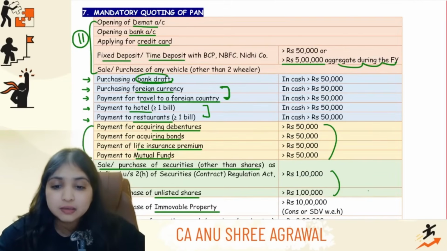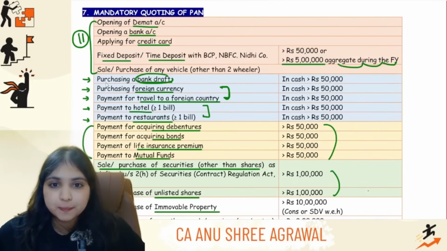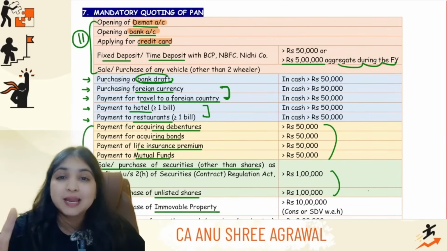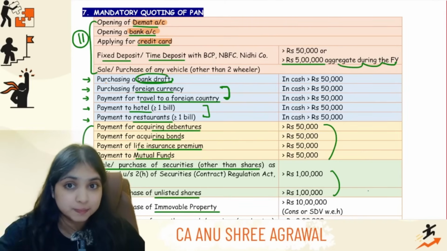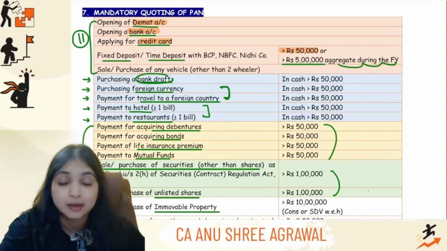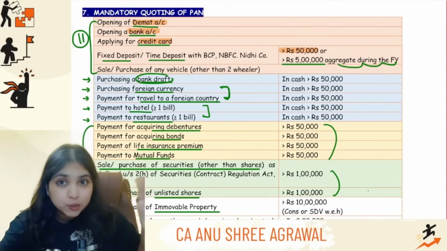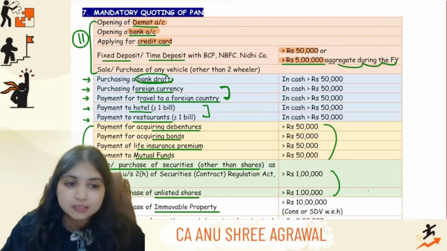Alright, now I'll give you a second revision of the important points. Listen to me carefully. Number one, if you want to open a demat account, you have to quote PAN. Bank account, credit card, these are easy points. Now the FD and time deposit point, I'm not sure if you understood properly. Listen to me. Per FD, if it is more than 50,000 rupees, you have to quote PAN. Per FD, if it is less than 50,000, but the aggregate put together in the year is more than 5 lakhs, you have to quote PAN.